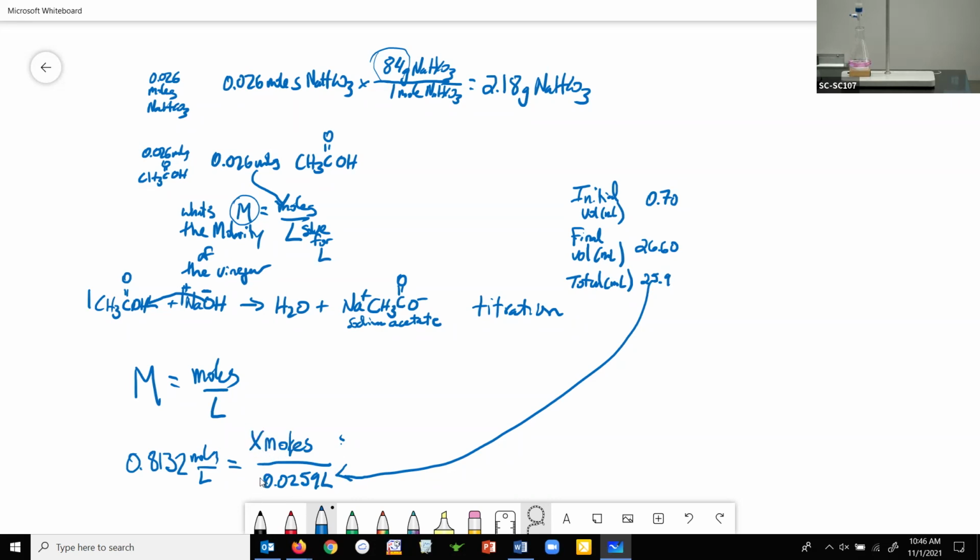X. So my number of moles is equal to my molarity times the number of liters of the solution that I used. 0.8132 times 0.0259. I must have used 0.0211 moles of sodium hydroxide. The balanced equation is telling me for every one sodium hydroxide I added, there must have been one vinegar in the solution.